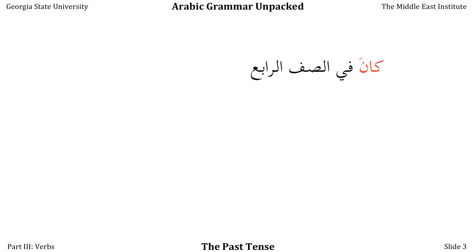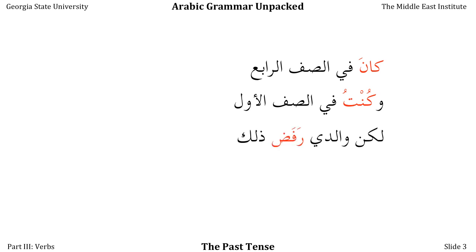Al-Kitaab introduces the past tense to us when Maha talks about her cousin Khalid. She says, Kana fi saf al-rabi', he was in the 4th grade, wa kuntu fi saf al-awwal, and I was in the 1st grade. Later on, in the next chapter, we're introduced to regular verbs in the past tense. Khalid begins his discourse with lakinna walidi rafada dhalik. That is, my father refused that.